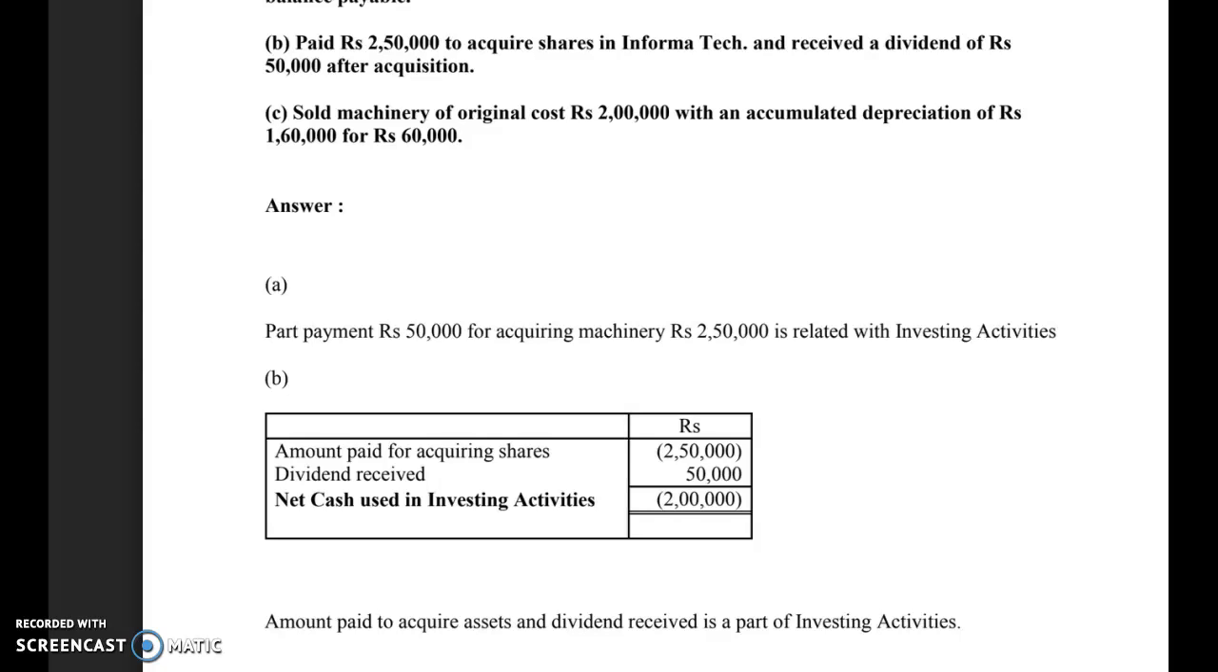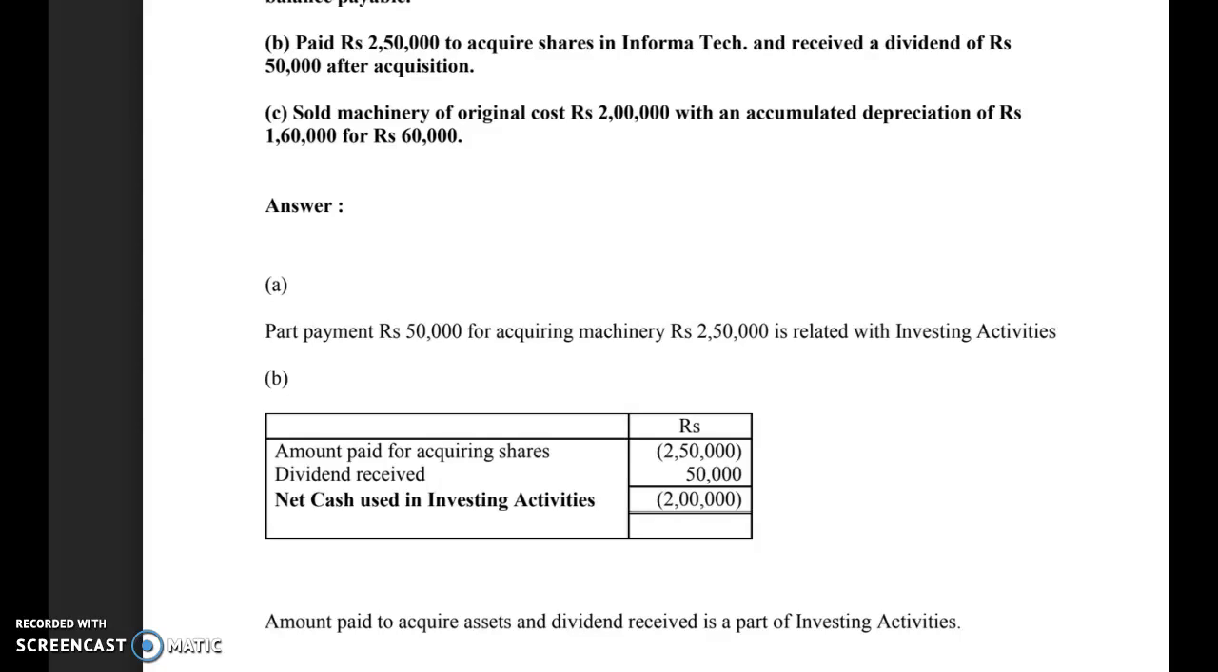Please understand, there is a sale of machinery. When there is a sale of machinery, automatically there is an inflow of cash. Now this inflow will be from which activity? It is from the investing activity, because purchase and sale of non-current assets is associated with investing activity. So when we sell this machinery, it is an inflow of cash from, most important, investing activity.